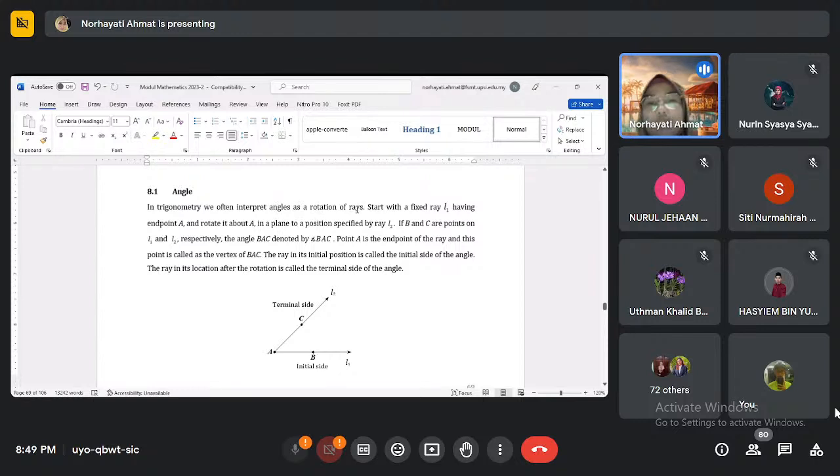How we move the ray from an initial point to a terminal point. So we have a fixed ray, let's label it as L1, having endpoint A, and rotate it about A in a plane to a position specified by ray L2. So inilah you can see.